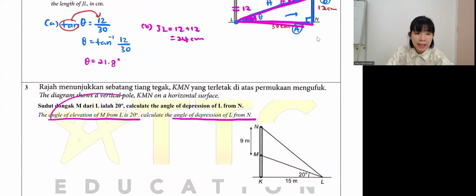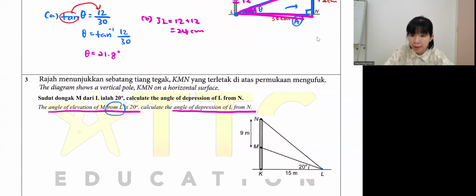First, label the 20 degrees that they say. From where? It's important to know from where. From L. So from L, draw a horizontal line first, always. Elevation means look up to M, so draw another line from L to M. The angle between these two lines is 20. They already labeled it for us, 20.